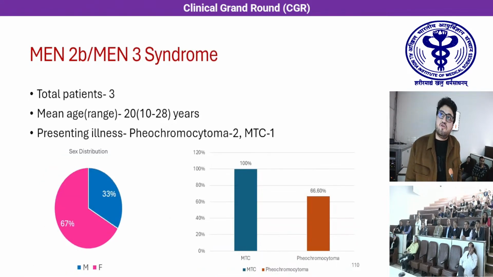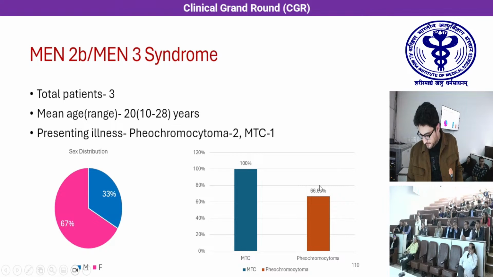Then MEN2B, which is probably the easiest to diagnose clinically because you see the patient and you diagnose. So we had 3 patients with a mean age of 20 years, and 2 of them presented with pheochromocytoma, 1 presented with MTC. On evaluation, all of them had MTC and 2 patients had pheochromocytoma.